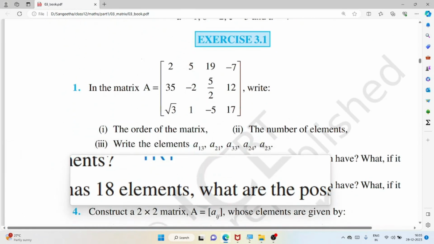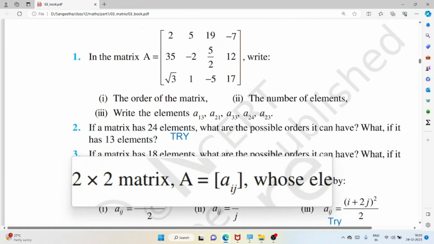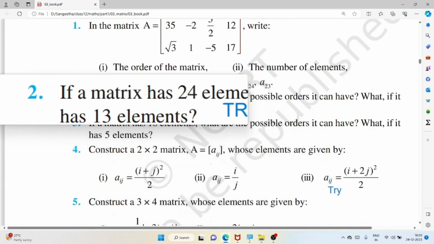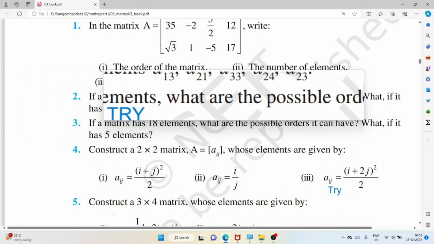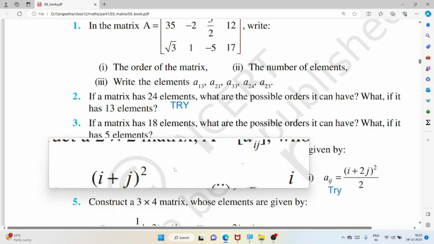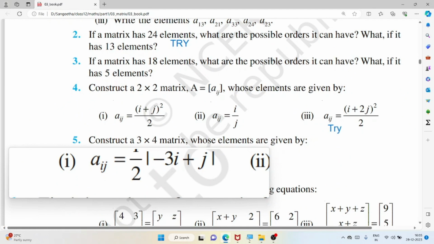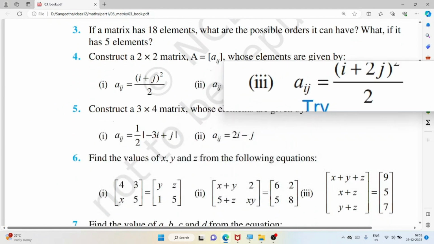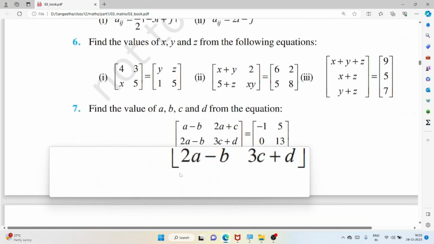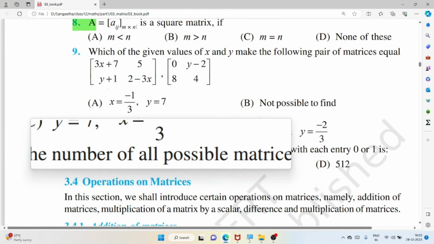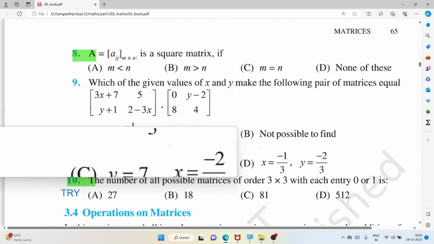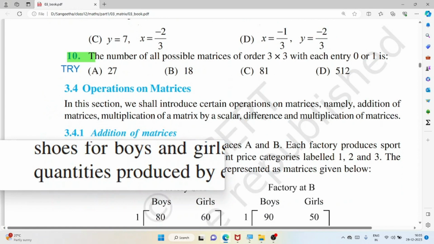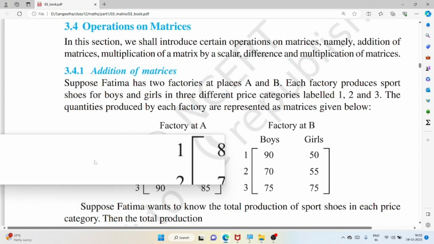You have to try all the exercises. Ideally you should try all the exercises, but at least this is important. You see, I put: try in a matrix. If a matrix has 24 elements, what are the possible orders? You can try. These are some important things I mentioned, but you should try to do all the exercises. Here you try this, so this you try, and this also.